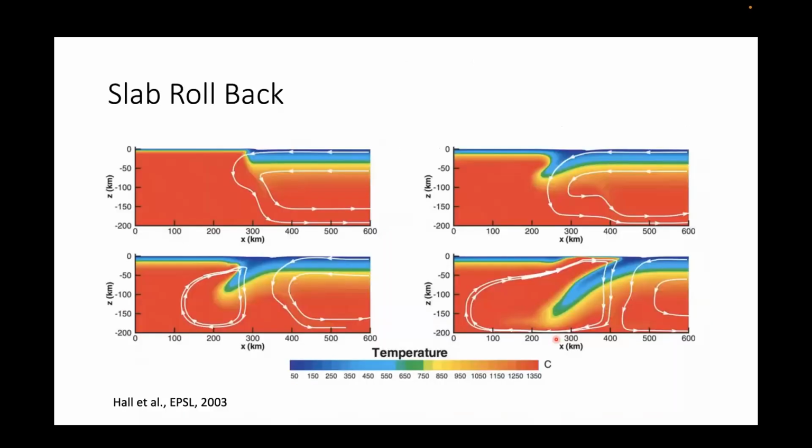Also, there is another potential way to generate a very strong slab rollback, which people argue occurs in the very beginning of the subduction initiation. When the cold lithosphere starts to subduct, this will generate a very strong toroidal flow current. And then a huge mantle counterflow will go into the mantle wedge. And this allows this region to open up very rapidly.